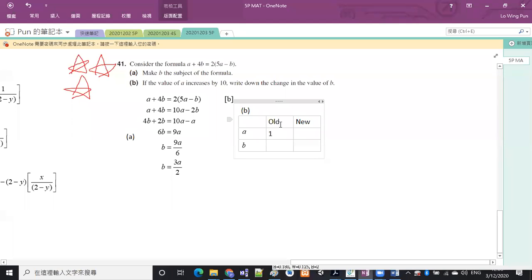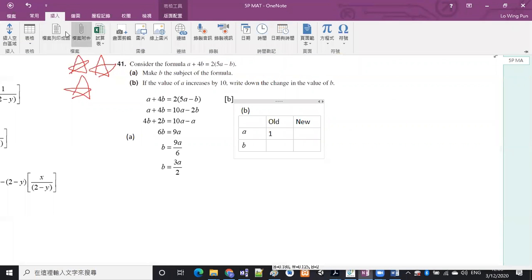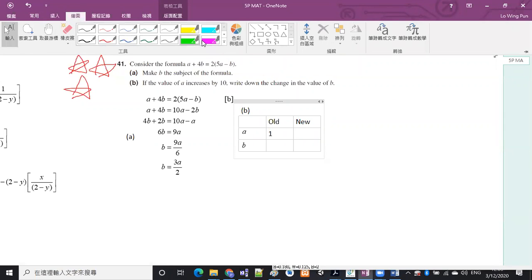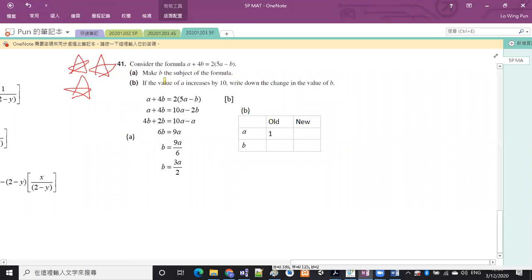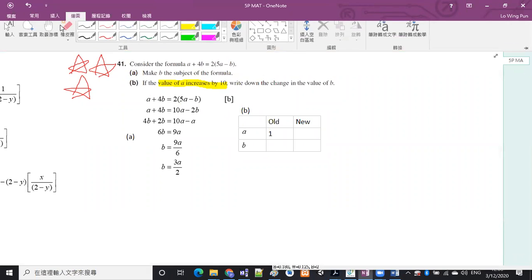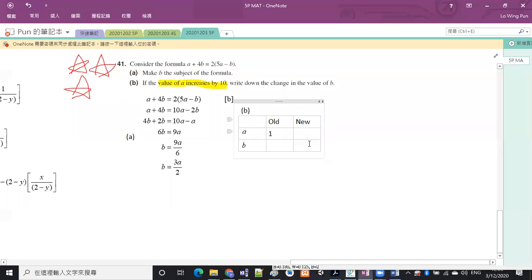If the old value of A is 1, and then what is the new value of A? Because the value of A increases by 10. Can you see this? Increases by 10. So if the old value of A is 1, then the new value of A will be just 11, okay? Because it increases by 10.